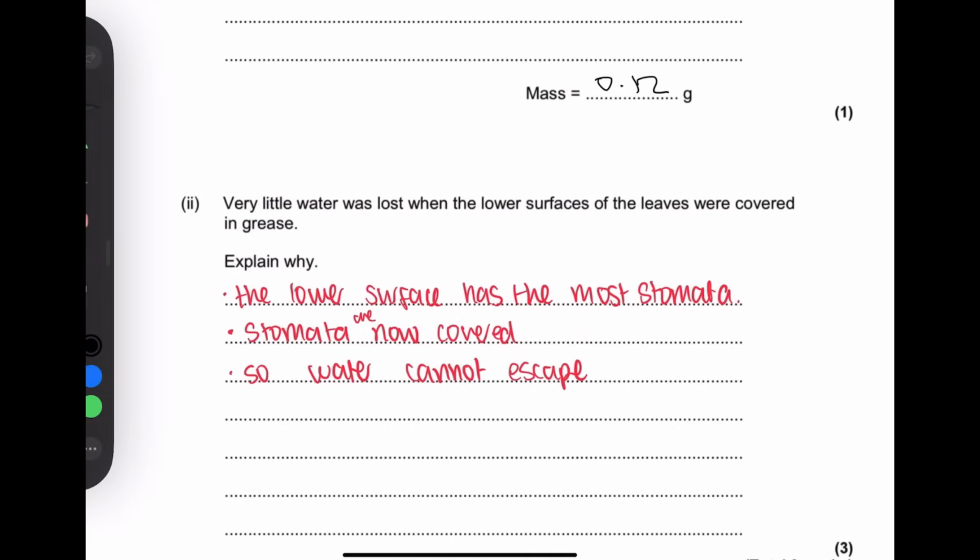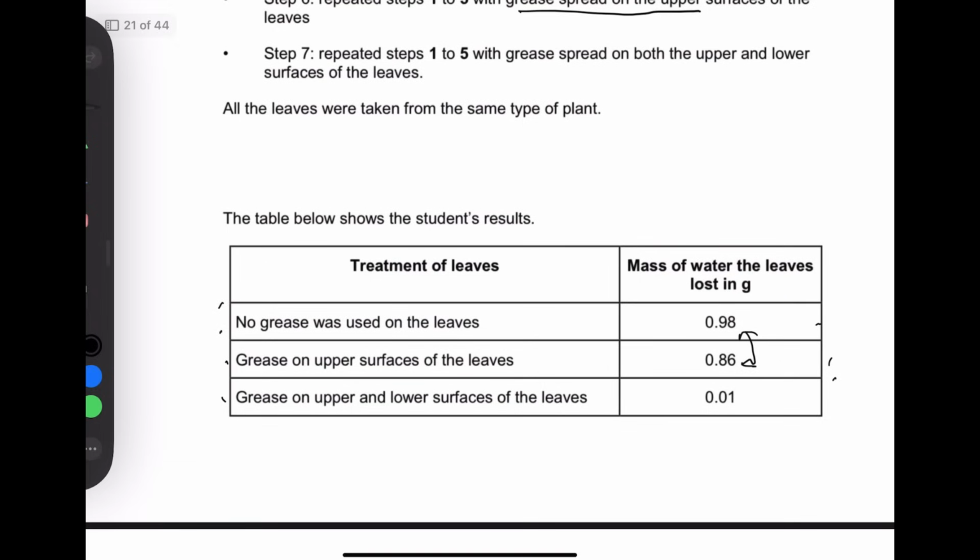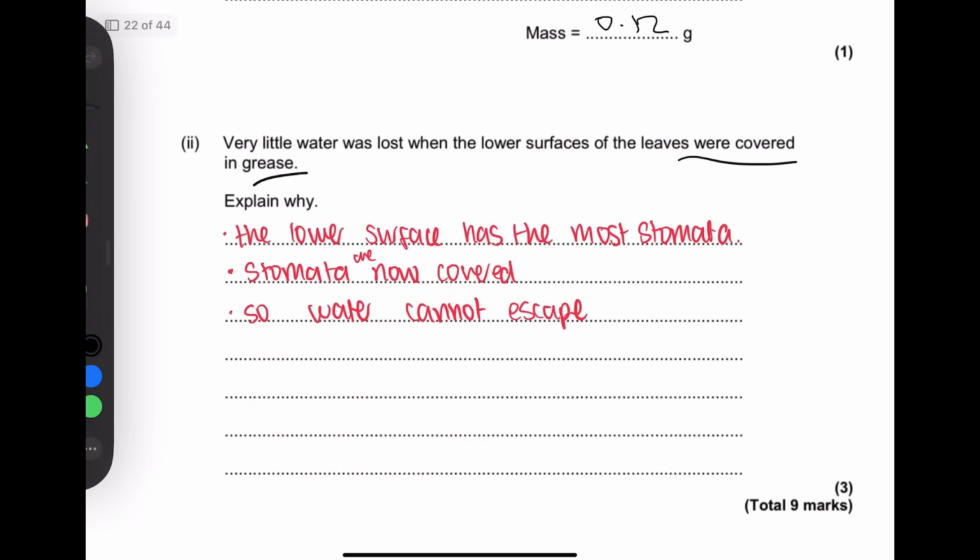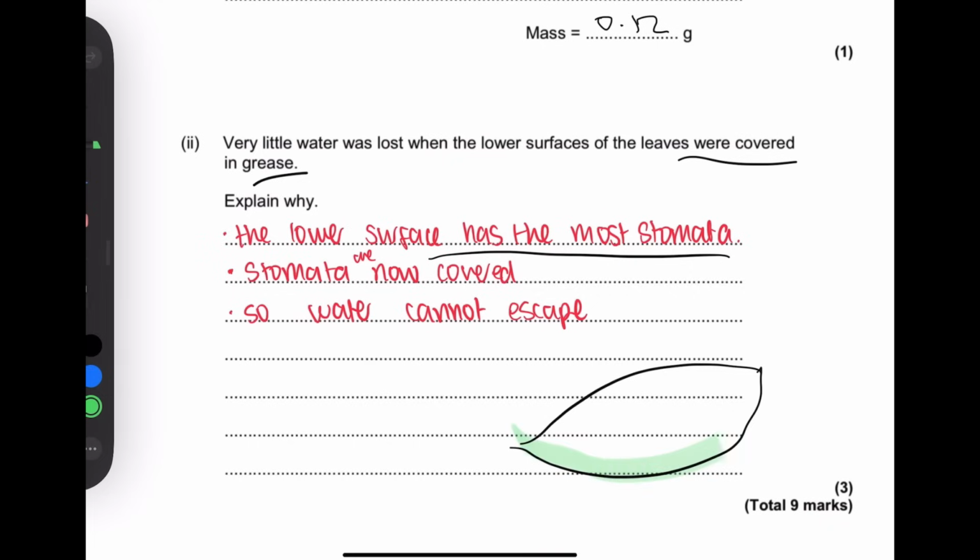So very little water was lost when the lower surface of the leaves was covered in grease. So explain why. Why is it that the lower surface has the most stomata? When you look into a leaf, it is the bottom of the leaf that has the most stomata, not the top. So the stomata are now covered, meaning that the water cannot escape. And because the water cannot escape, there is less water loss. This is what the stomata are for.